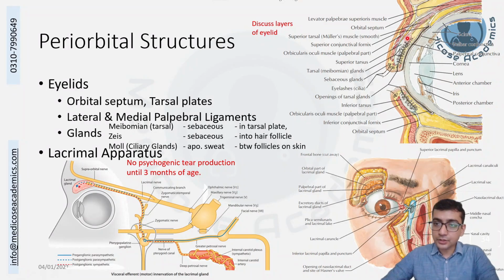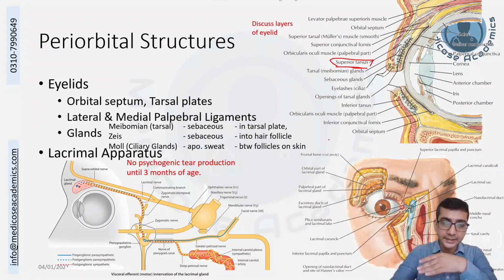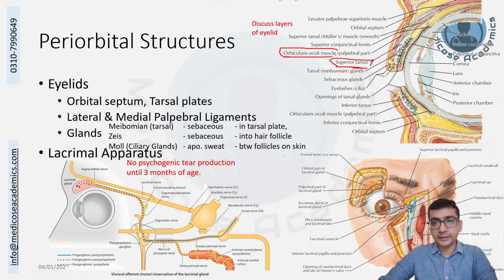In the center, it consists of a fibrous tissue, a fibrous plate that is known as the tarsal plate. Here it is written as tarsus. On the anterior aspect of the tarsal plate, there is presence of the orbicularis oculi muscle, and there is presence of the tendon of the levator palpebrae superioris. This muscle, you can see it is coming and inserting on the anterior aspect of the tarsal plate.